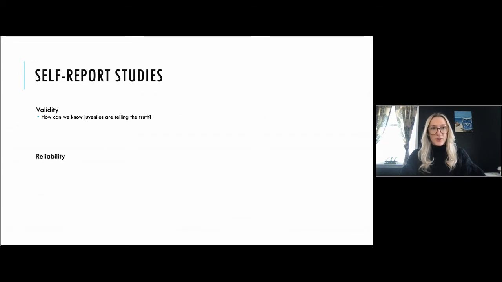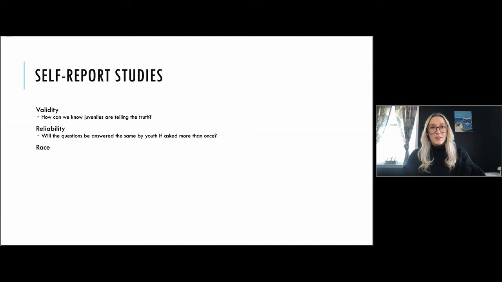And then looking at reliability. Studies do show that self-report studies are pretty reliable. However, will the questions be answered the same by youth if they're asked more than once? It says for the most part, yes, it does. However, we still do have some concerns about reliability when we're looking at self-report because, again, you're trusting that that juvenile is going to be honest.